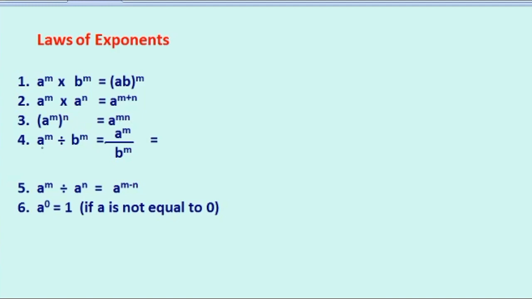Okay. Then if it is a raised to the power of m divided by b raised to the power of m, here what is happening? The base is different in both the numbers, but the powers are the same in both the numbers. That will be a raised to the power of m divided by b raised to the power of m. How do we solve this further? I will tell you later.